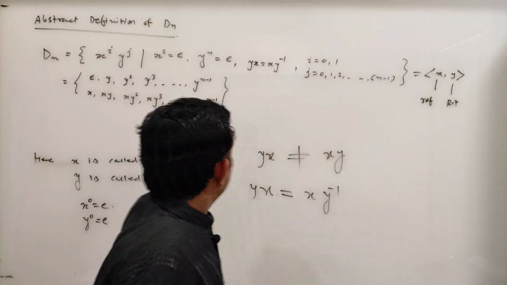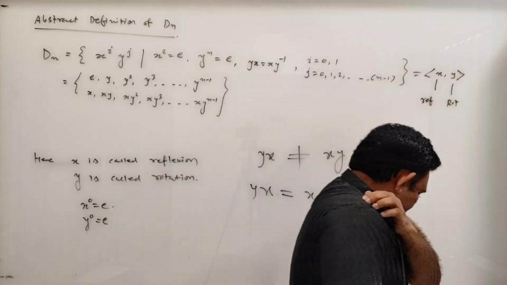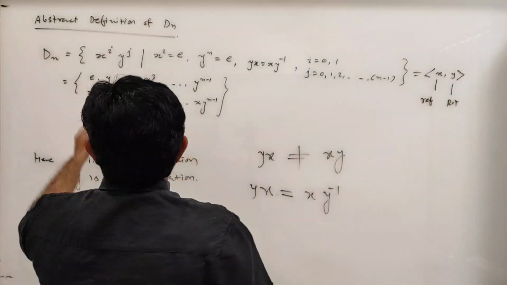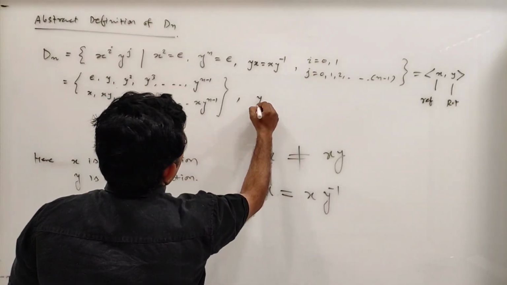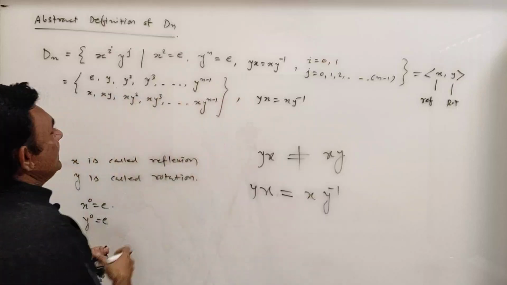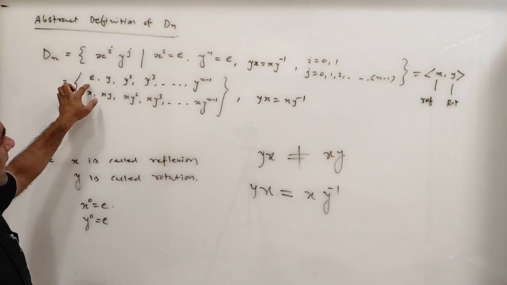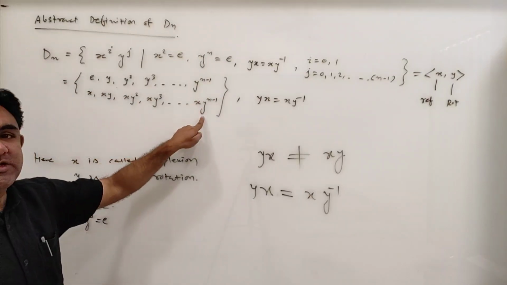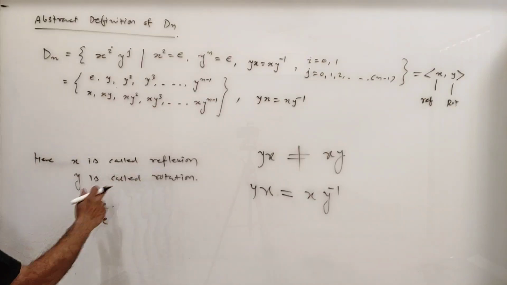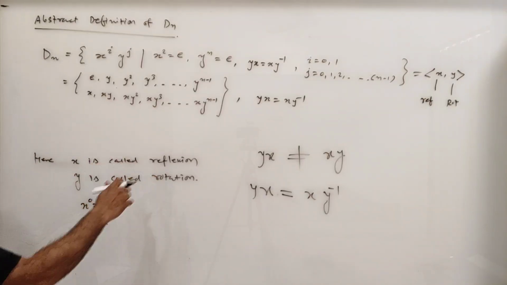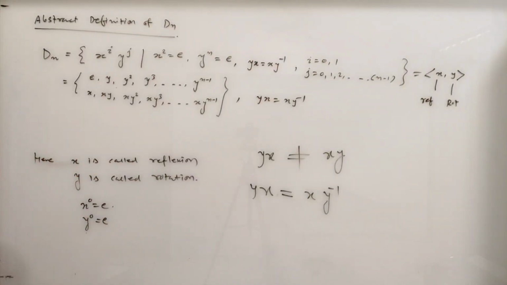Okay, तो ये मेरा dn हो गया, yx is equal to xy inverse. So here I have listed all these elements, and let me write here where yx is equal to xy inverse outside this bracket. My purpose is to show here is what I have two n elements where n elements are of this type and n elements are of this type, and they follow this rule. Okay, here x is called a reflection and y is called rotation. So this is what my dn.